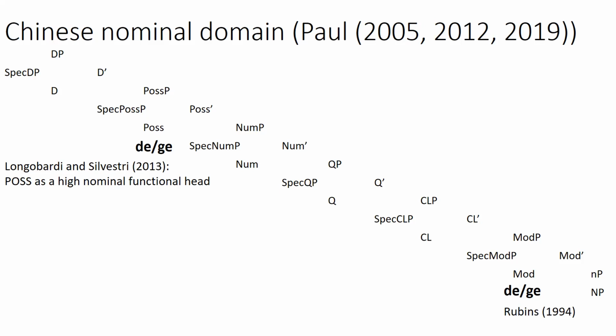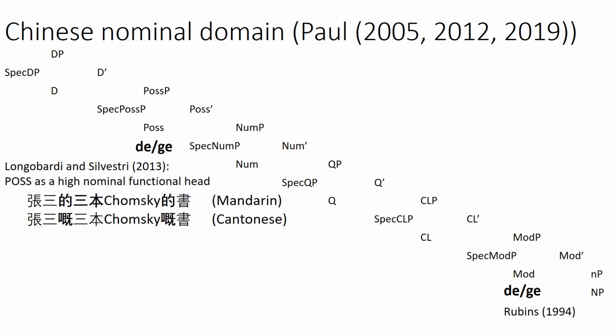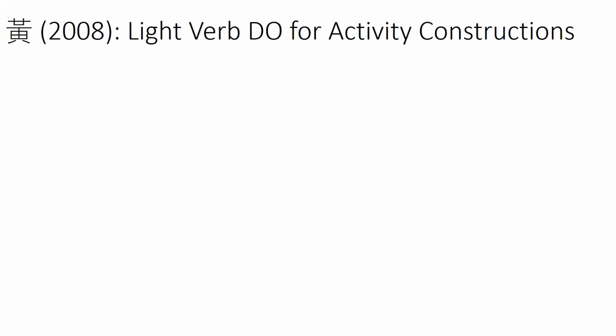This seems to conform with the Chinese internal language data, because as we saw on the previous slide, it's possible to say things like this. We can distinguish two positions, in the Pos and Mod, where the two forms are merged. So these are the two structural positions that we can parameterize the various usages of the two forms. Right, such is the background of the Chinese nominal domain.